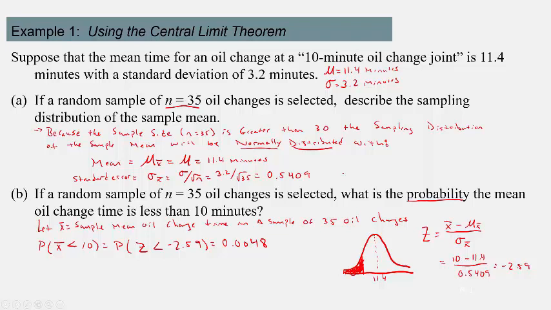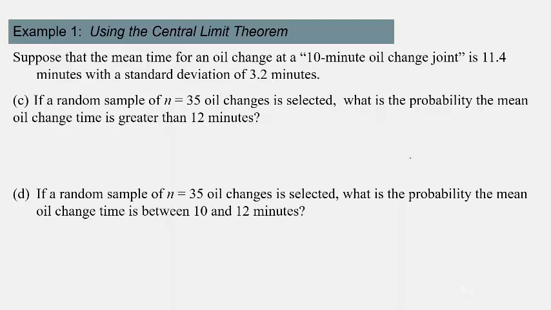All right, let's do 2 more problems here. Now I'm going to switch to just not using the table anymore, but your calculator. So in a random sample of 35 oil changes, again, what is the probability the mean now is greater than 12 minutes? So I've already defined the variable, so I want to find the probability that x bar here is greater than 12. Okay? So sketching the curve again. You should be at 11.4, and now you want to be greater than 12. So I'm going to shade to the right.